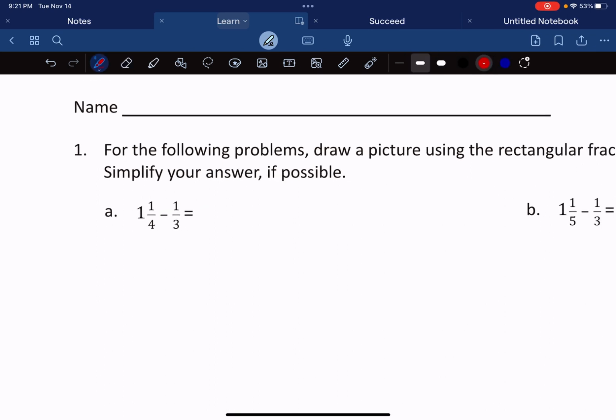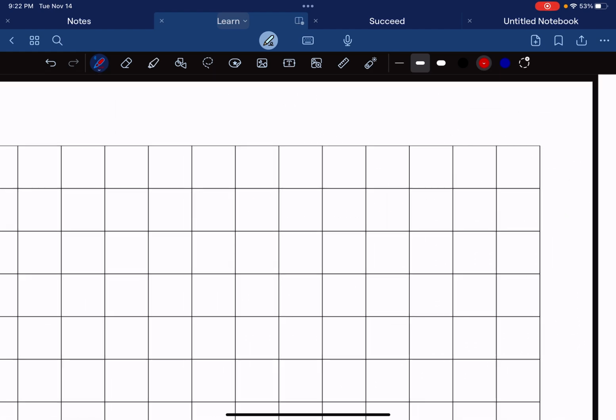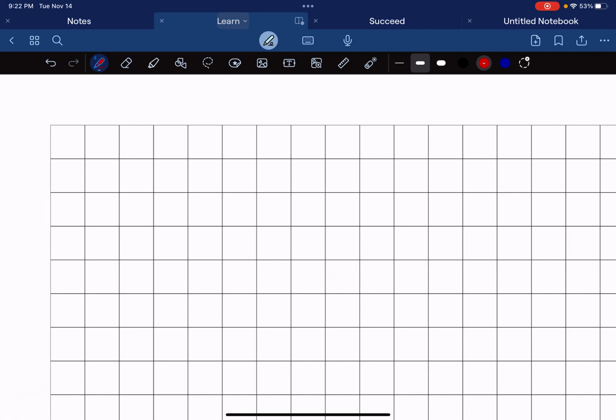I've shown my students to take this whole number, cross it out, and bring it over here. We're going to save that for later. We're going to make models with 1/4 and 1/3 to find our common denominators. So I have 1/4 minus 1/3. I'm going to go across 4: 1, 2, 3, 4. Go down 3: 1, 2, 3.